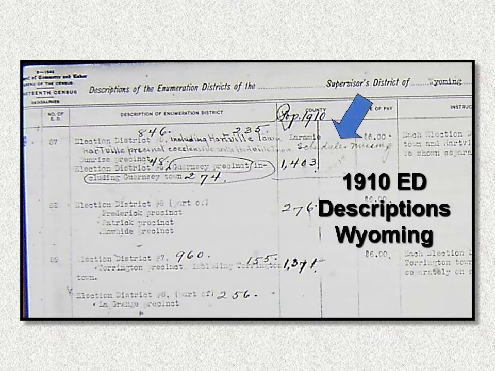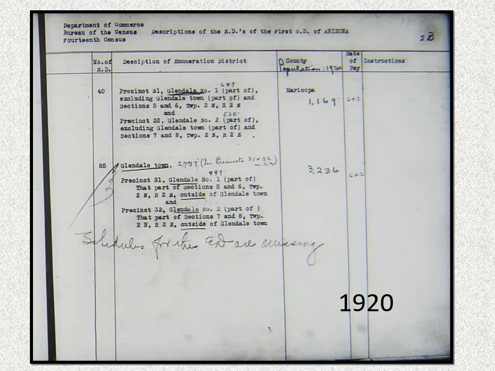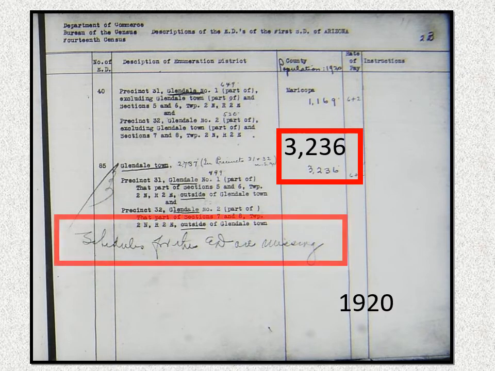Or this one, 1910 in Wyoming, in which this election district, the schedules are missing. Those people are not going to be on the census. Or this 1920 for Arizona. This is Glendale. Actually, it's Glendale town. And now we see that over 3,000 people, their schedules are missing. They're not going to be on the census.